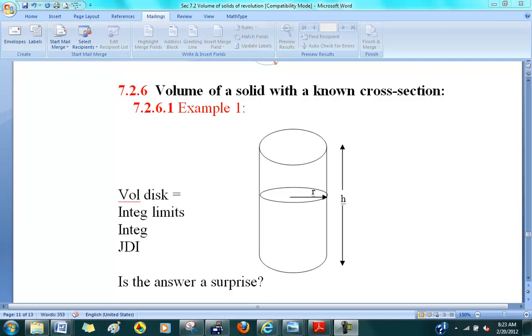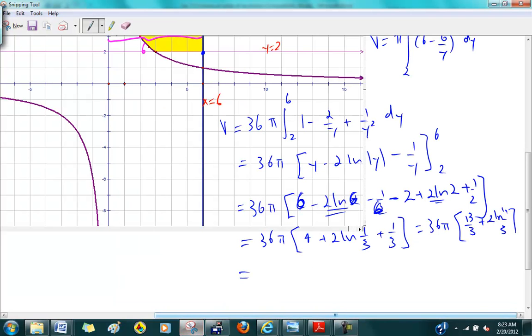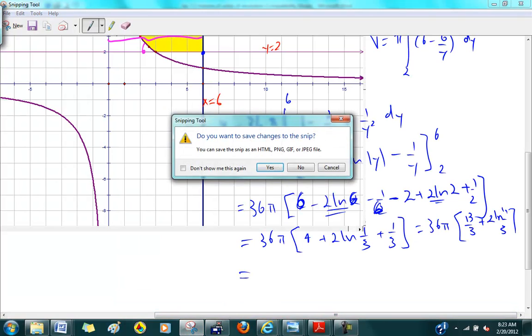So again, there isn't an axis of rotation or anything like that. We are just looking at solids that have known cross sections. So the first example I'm going to do is a cylinder, because we know what the answer for that is. Okay, let me go snip that guy.